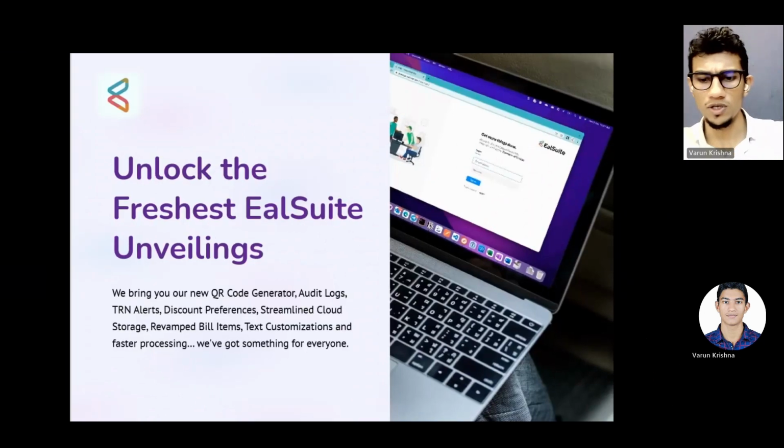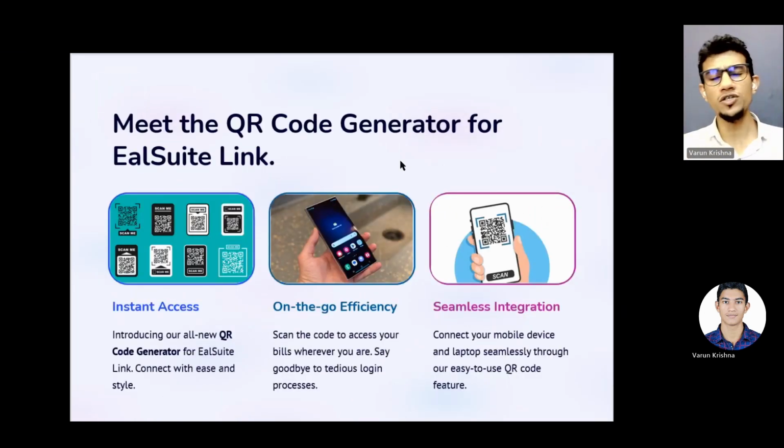We'll be going to our PPT once again. Yes. So the first and very important update that we have, welcomed. I think most of you have used it right now. Meet the QR code generator for EalSuite link. So you can create an instant EalSuite link for all your bills or anything that you're sharing externally to a user, and go with efficiency. So you can scan the code and access it from anywhere. And seamless integration means that you will be able to access it using any of those devices, like your laptops, your mobile phones, or anything like that.